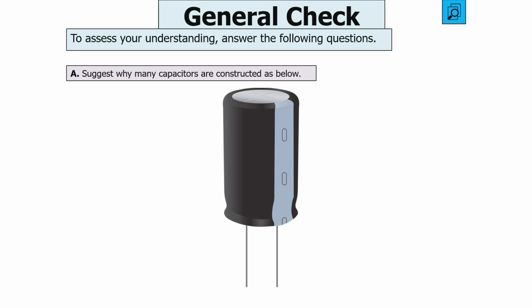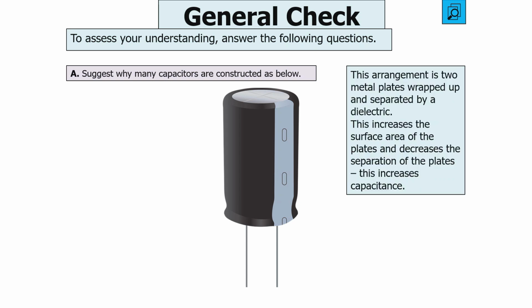Suggest why many capacitors are constructed as below. This arrangement is two metal plates wrapped up and separated by a dielectric. This increases the surface area of the plates and decreases the separation of the plates. Both of these factors increase the capacitance.